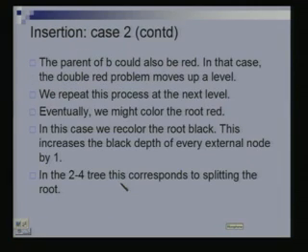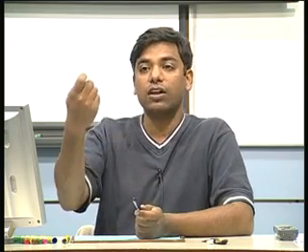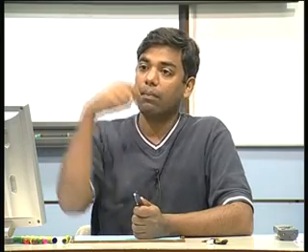So, this is the continuation. The parent of B could also be red. In that case, the double red problem moves up one level. So, we will repeat this process at the next level. We will consider the two cases. If we can by rotation take care of it, we would take care of it. If not, then the double red problem will move even one level up, and so on and on.